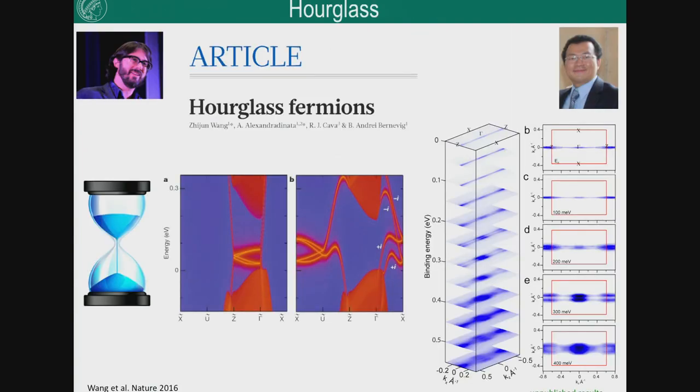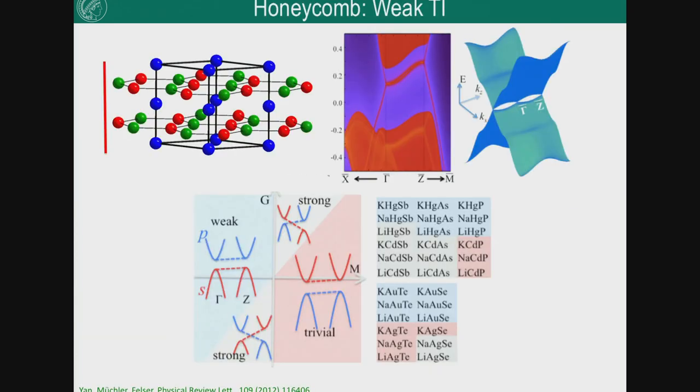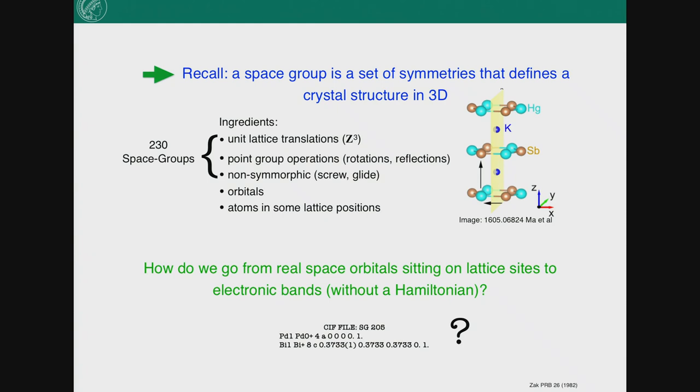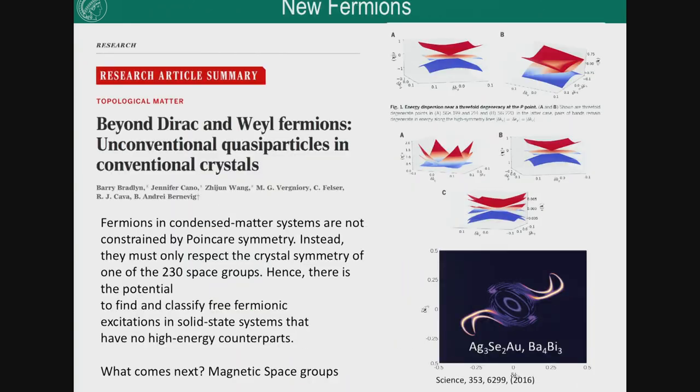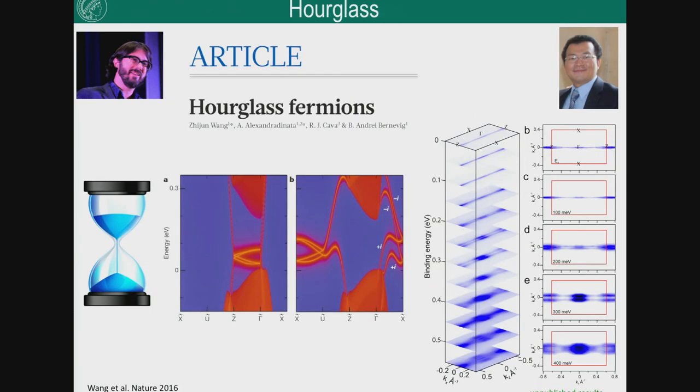Anyway, some time later, Andre recognized that this compound is even more interesting because if you really look in detail at what we saw here at the edge state, it's an hourglass fermion, which was then published even in Nature after we had this very nice prediction, and it's indeed also proven in ARPES, angle-resolved photoemission.